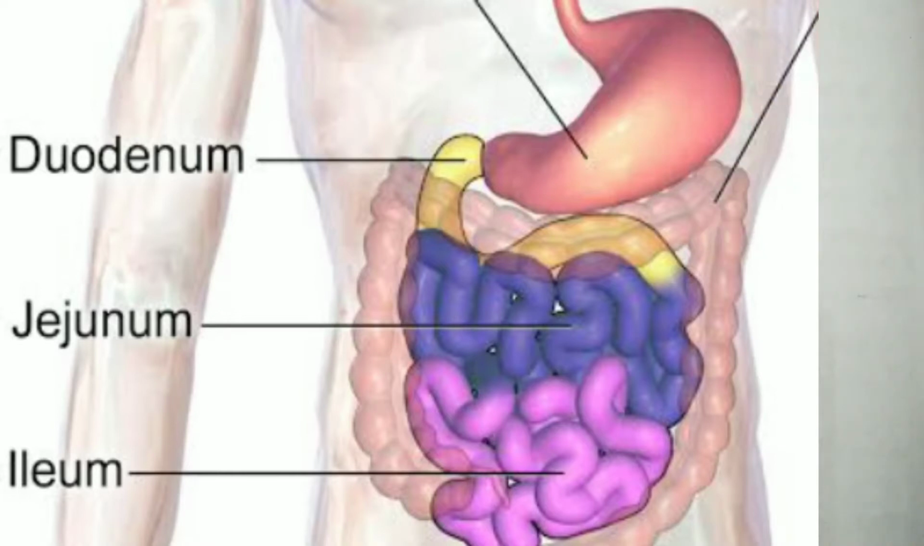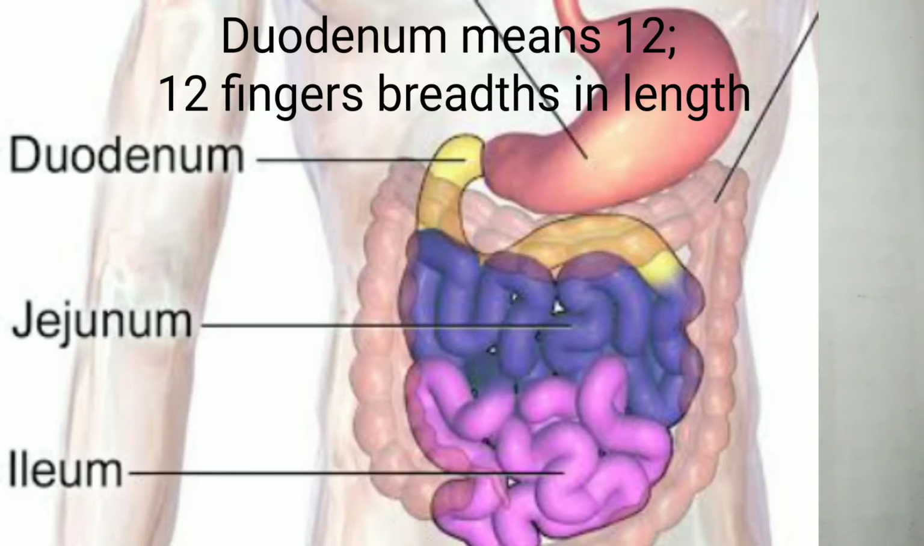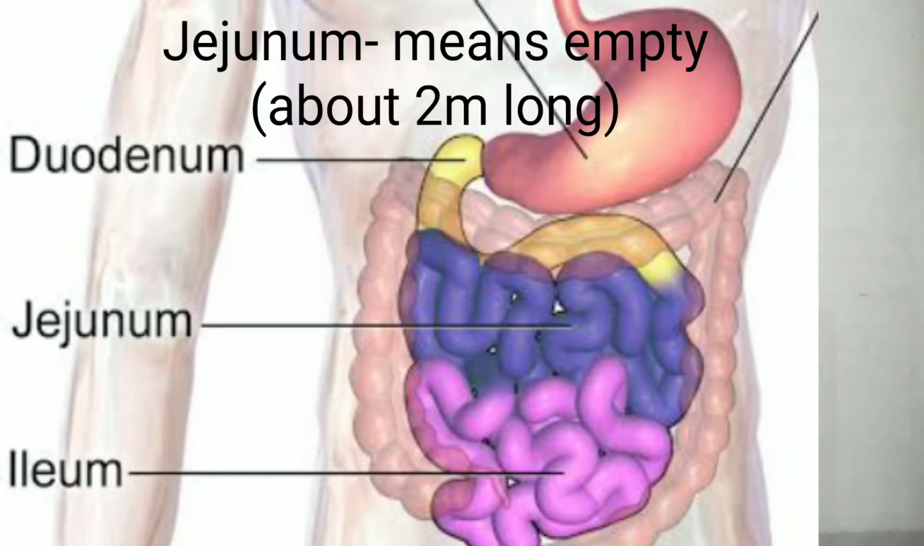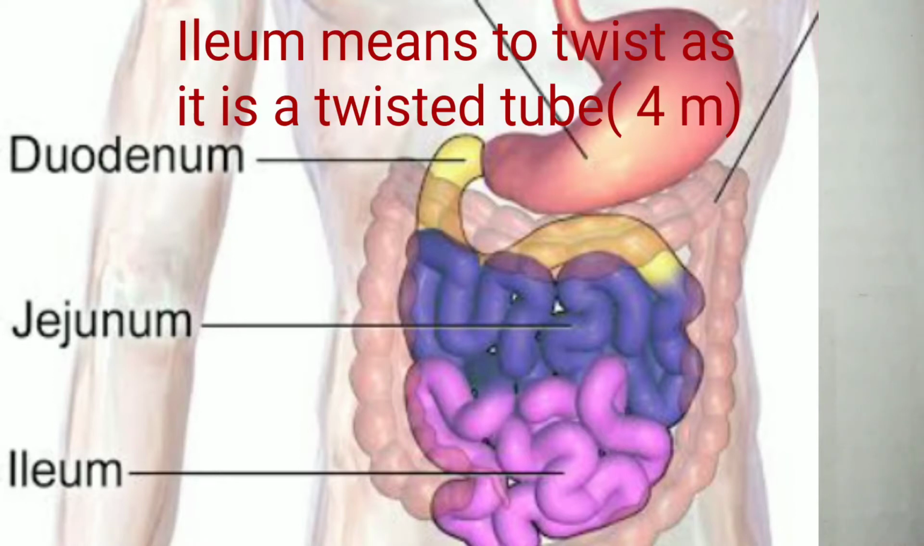The first part is the duodenum. Duodenum means 12, that is, 12 finger breadths in length, and it is the shortest and the most fixed portion of the small intestine. The second part is the jejunum. Jejunum means empty, and generally this part remains empty and its length is around 2 meters. And the last part is called the ileum. Ileum means twisted. This twisted part, whose length is around 4 meters, is called the ileum.